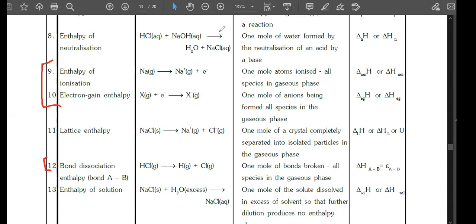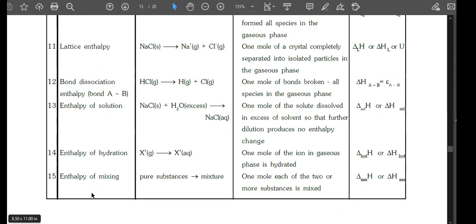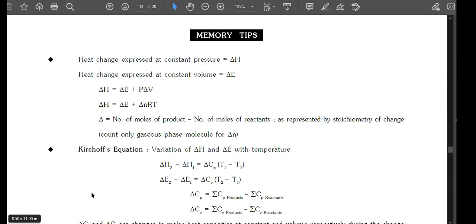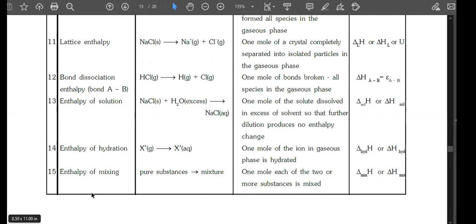Then we studied what is lattice energy, bond dissociation energy, and energy of solution, which is the sum of both lattice energy and hydration energy. And enthalpy of mixing is just random, okay? So we are done with this thermochemistry.